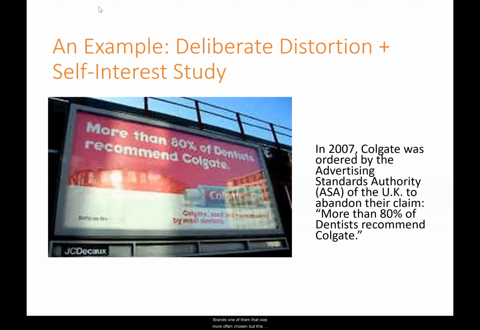But this statement, more than 80% of dentists recommend Colgate, is very misleading because it makes us, the consumers, think that 4 out of 5 dentists are recommending Colgate, when in reality they aren't. They're recommending Colgate and some other brands.